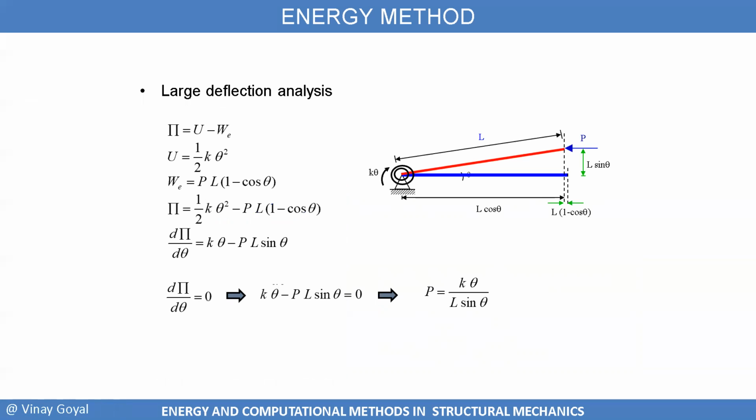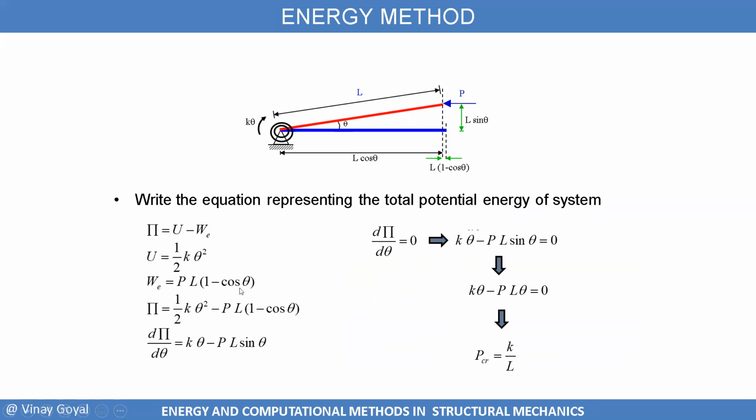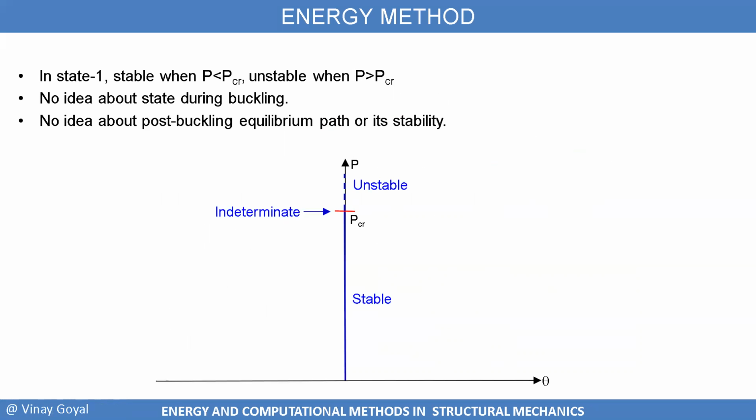So we can do a large deflection analysis. We go through the same process that I had before, but instead of assuming that theta is small, I'll leave it as is. I'll take the first variation of Pi with respect to theta, set it equal to 0, and I get k theta minus PL sine theta equal to 0. And I can solve for P, and I get k theta divided by L sine theta. The difference in this analysis was that earlier I assumed small deflections and made sine theta equal to theta, which made it equal to the bifurcation approach earlier.